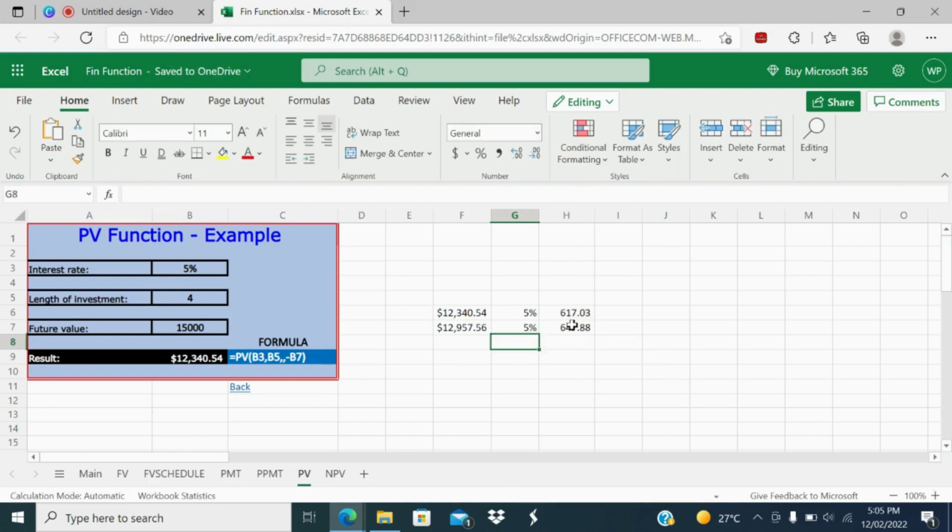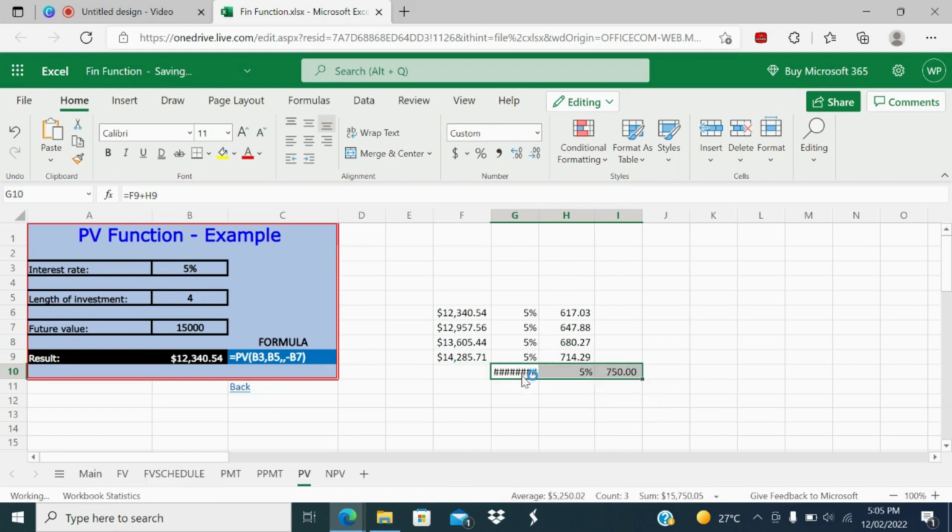Same I will do for the 3rd and 4th year, and then the 5th year I'll see how much. At the end of the 4th year, or at the beginning of the 5th year, that is the future value, exactly the same amount is coming. So this is how the present value function works.